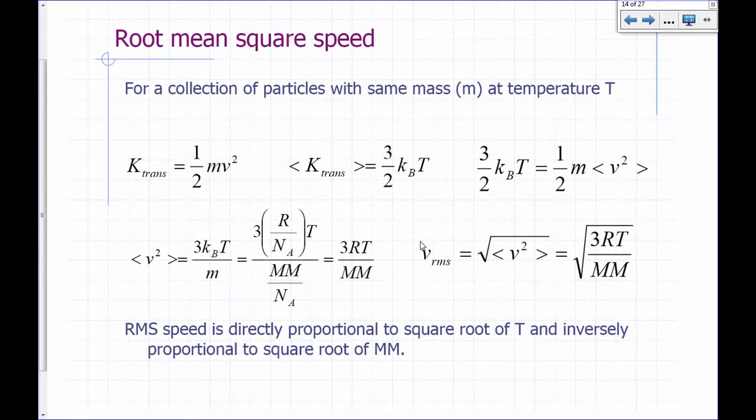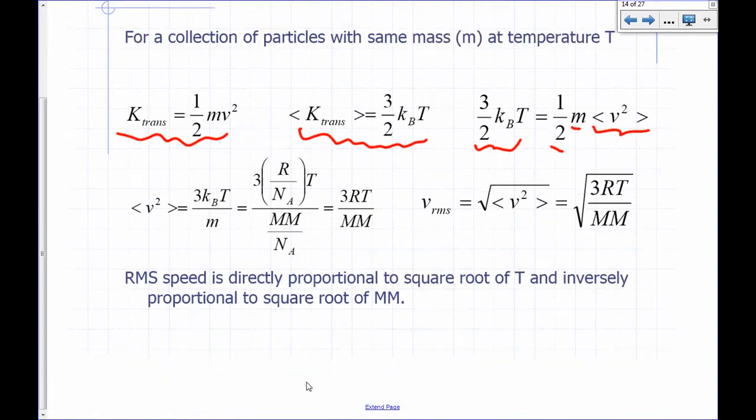Now, for a collection of particles with the same mass at a given temperature, we can show the following. First of all, translational kinetic energy is 1/2 times the mass times the square of the speed, right? And we've already shown that the average translational kinetic energy is 3/2 kT, where k is Boltzmann's constant. So if you have a collection of these particles, then 3/2 kT would be equal to 1/2 times the mass times the average of the square of the speed. Why is that? Let's see.